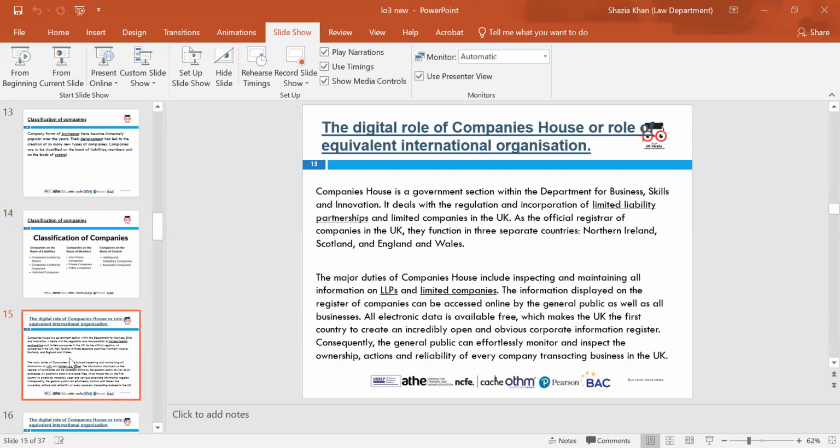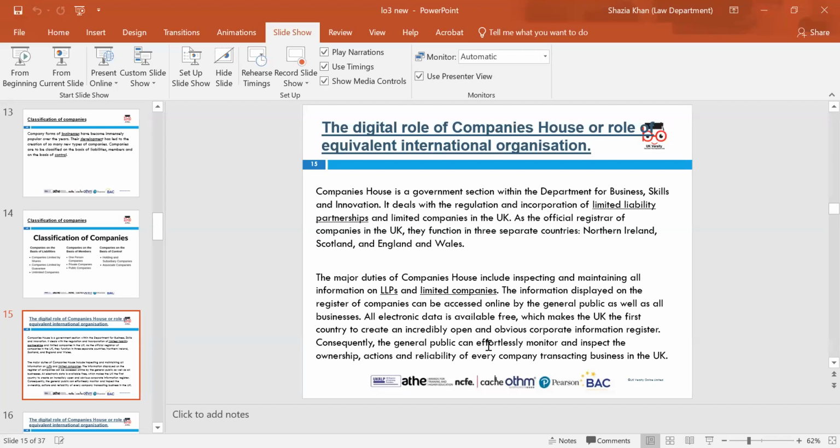The digital role of Companies House or equivalent international organisations. Companies House is a government section within the Department for Business, Skills and Innovation. It deals with the regulation and incorporation of limited liability partnerships and limited companies in the UK. As the official registrar of companies in the UK, they function in 3 separate countries: Northern Ireland, Scotland, and England and Wales. The major duties of Companies House include inspecting and maintaining all information on limited partnerships and limited companies.